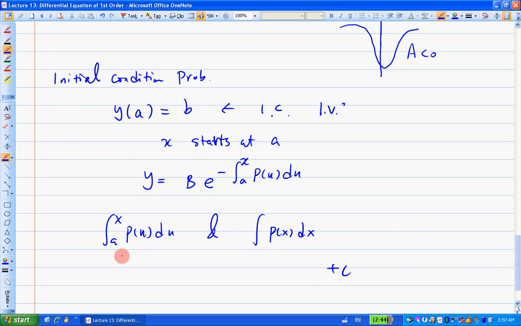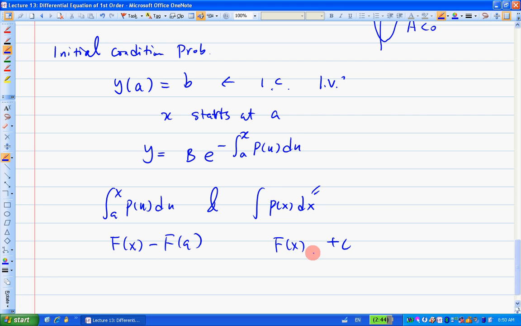What about this one? So let's say this is equal to f of x plus c. Okay, so f is the antiderivative, right? So what about this guy here now? This will be what? F of x minus f of a, right? The fundamental theorem of calculus.